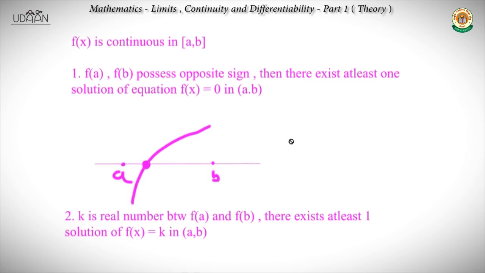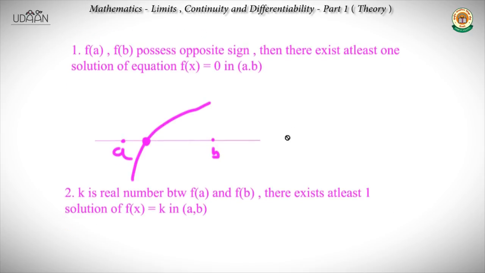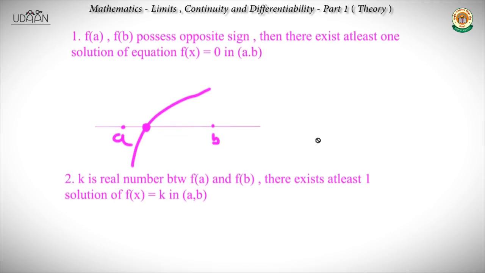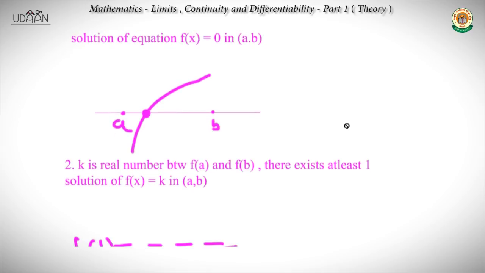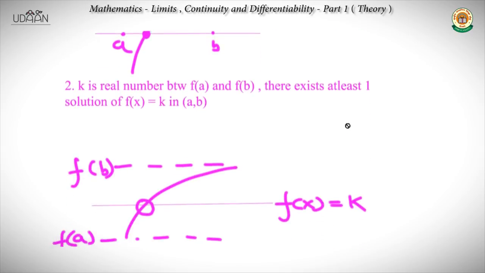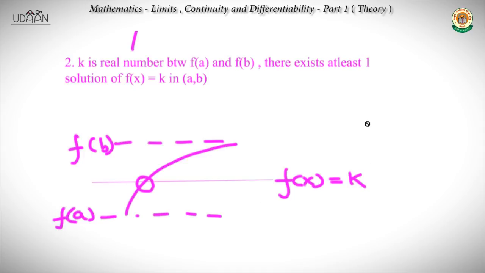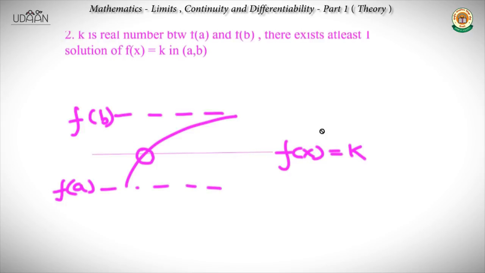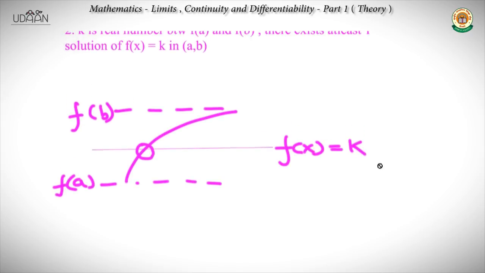Intermediate value theorem states that if f(x) is continuous in [a, b] and if f(a) and f(b) possess opposite signs, then there exists at least one solution of the equation f(x) equals 0 in (a, b). Similarly, if k is a real number between f(a) and f(b), there exists at least one solution of f(x) equals k in (a, b). We can clearly understand this with the help of the graph shown in the figure.